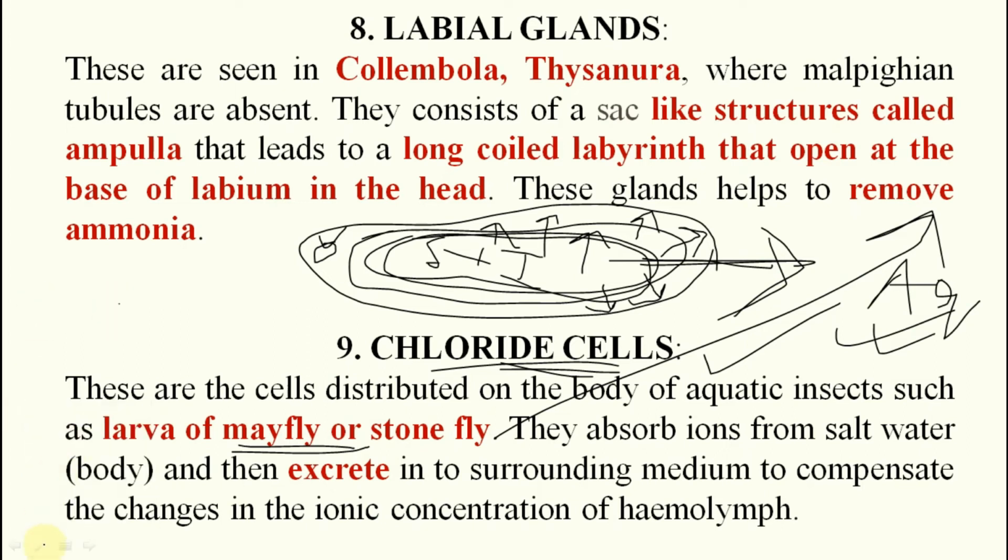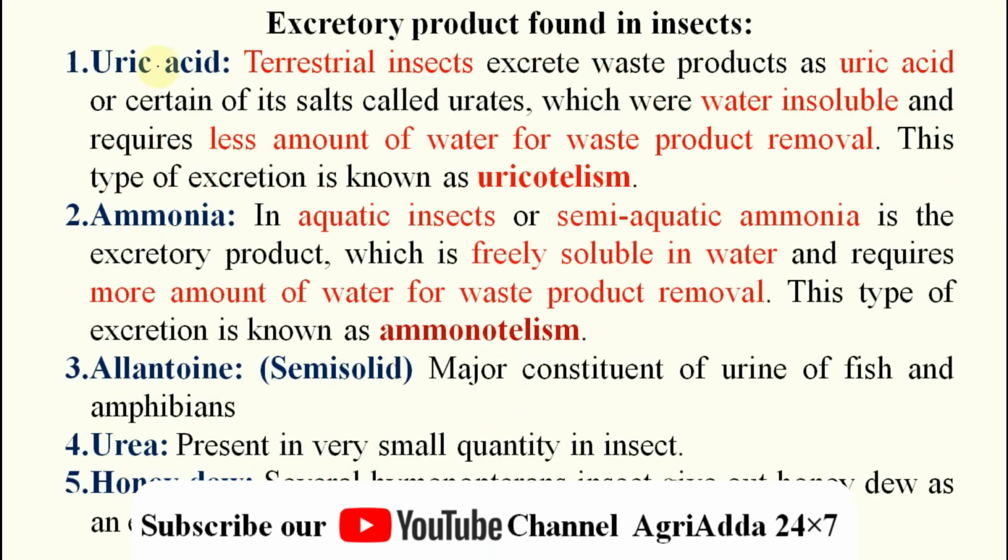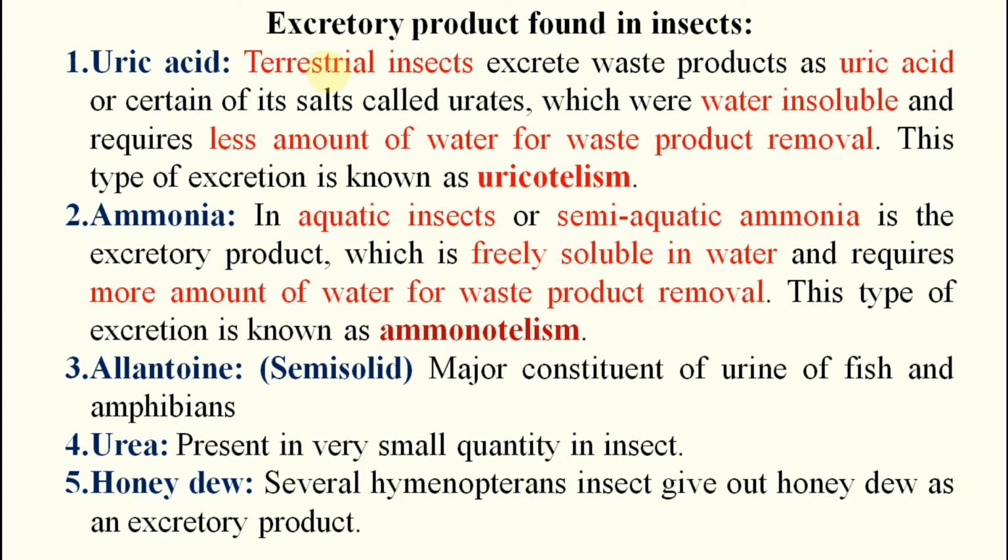Now coming to different products. Okay, like uric acid present in case of terrestrial insect. You see those bold letters only, remember. Present in terrestrial insect, product is uric acid, water insoluble, that's why require less amount of water for removal. Okay, and this phenomenon of removal of uric acid is known as uricotelism. As water insoluble, less water is required, and the phenomenon is known as uricotelism. Clearly understood? Yes or no?